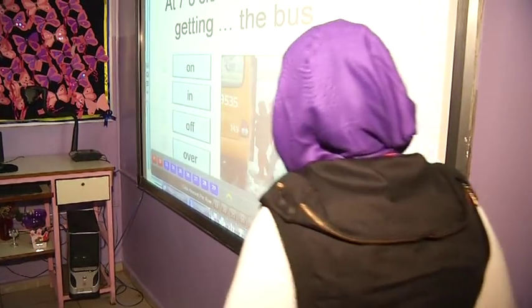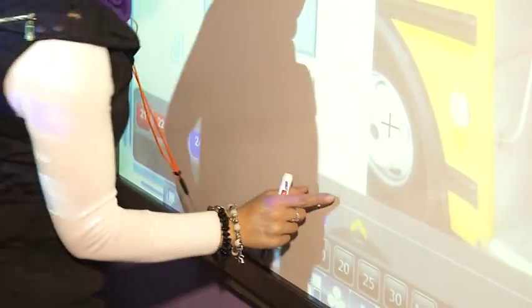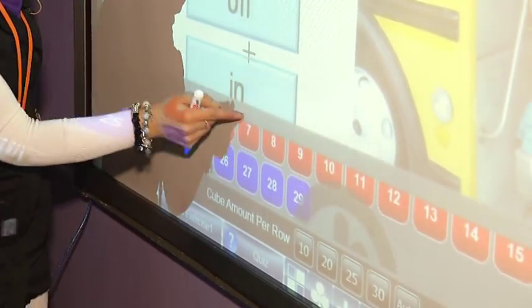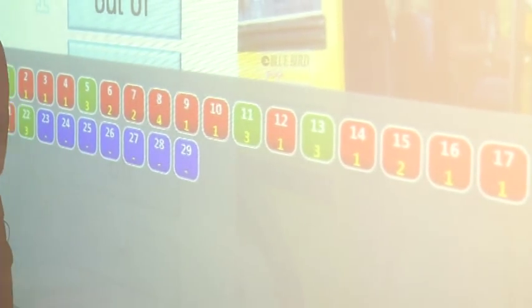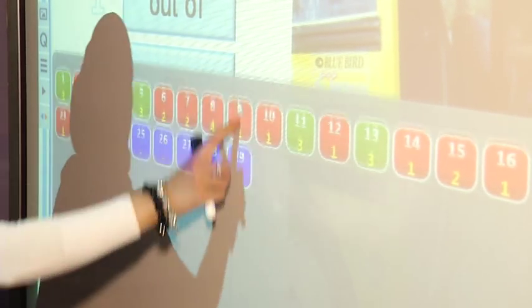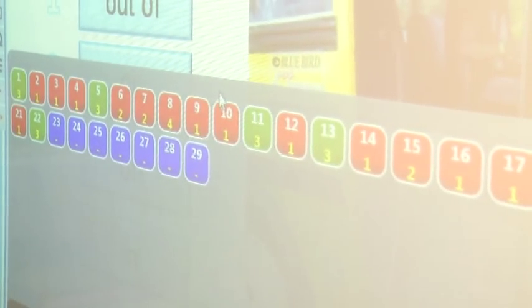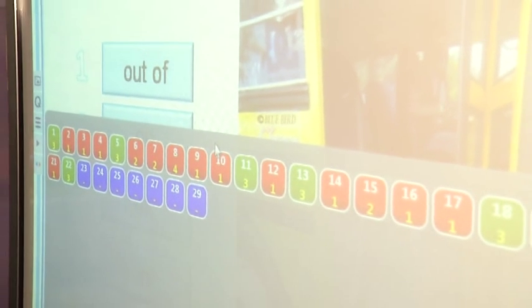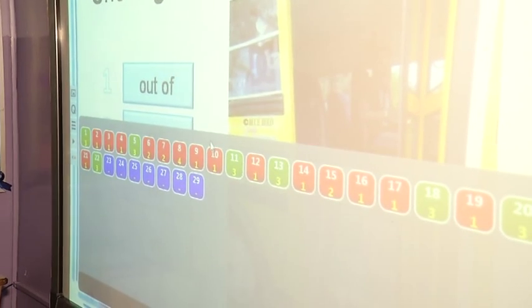Are you done? But let's go back to the first one. I want to see if someone made a mistake. Uh-oh. Who chose three? Number three, off. Number 1, 5, 11, 13, 18, 20, 22, clap your hands for them. They all chose the correct preposition.